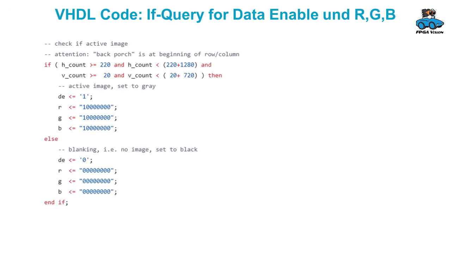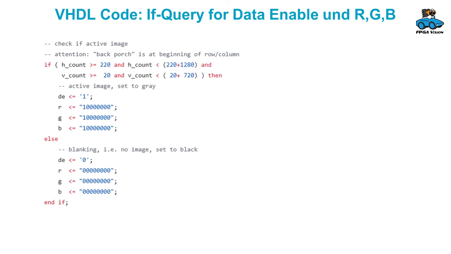With the same approach, we can now also generate data enable and red, green, blue. So we check if we are at the right position of the image, and this is a certain position for the horizontal counter and the vertical counter. This is the active image. If we are in this region we have the active image, so we set data enable to 1, and we set the image to gray, so red, green, blue we set to 128.